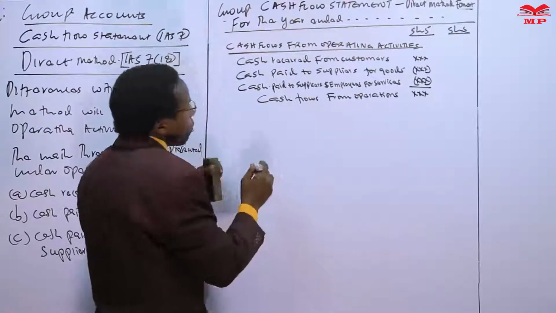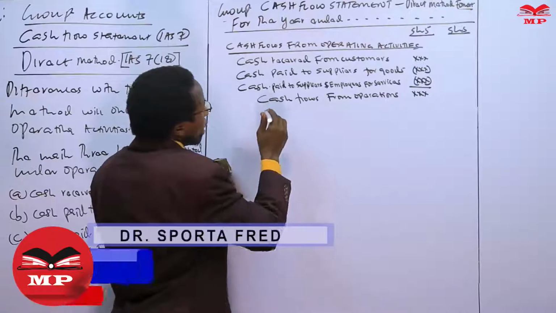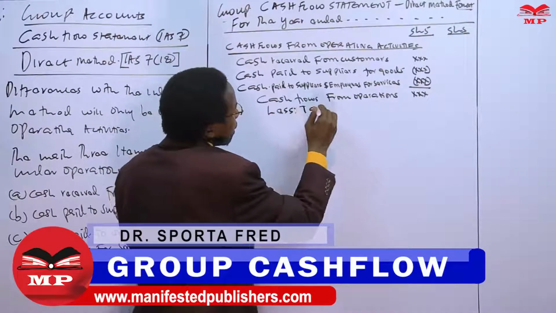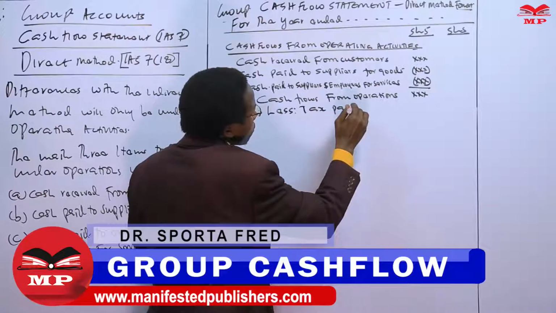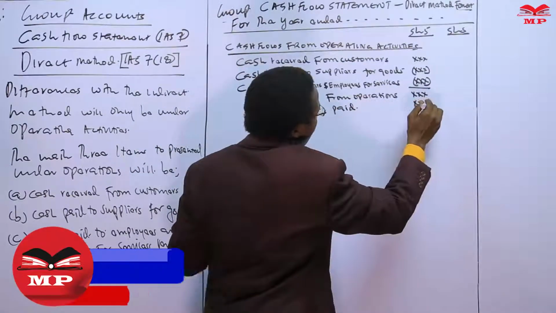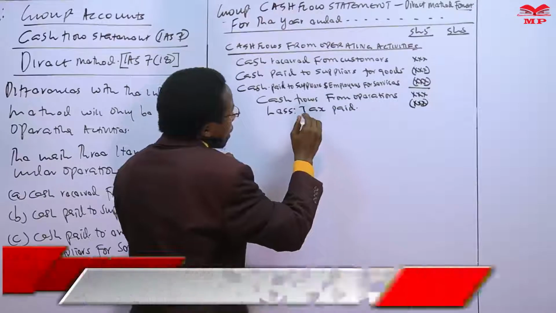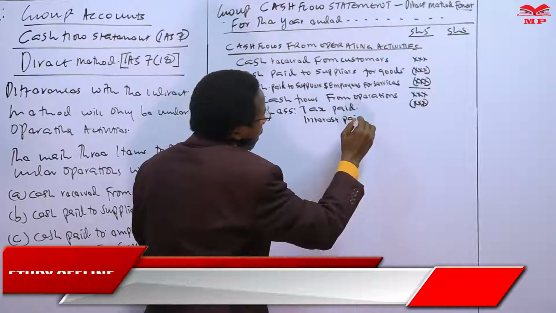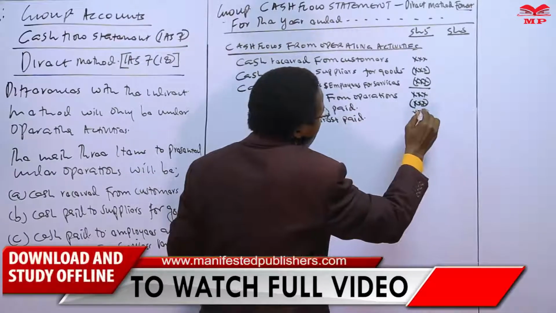Then we also bring in the obvious, just like in direct method, the tax paid. Just like in direct method, we also bring in the interest paid.